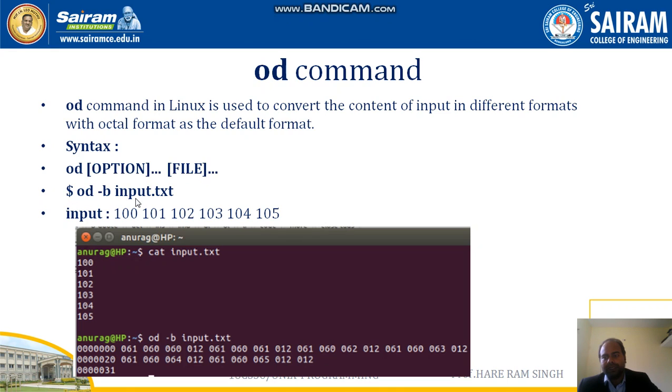Now, od -b input.txt. Suppose input has different contents: 100, 101, 102, 103, 104, and 105. We can see the contents of input using the cat command, cat input.txt: 100, 101, 102, 103, 104, 105. Now we want to convert these contents into octal form, so we can use the command od -b input.txt.